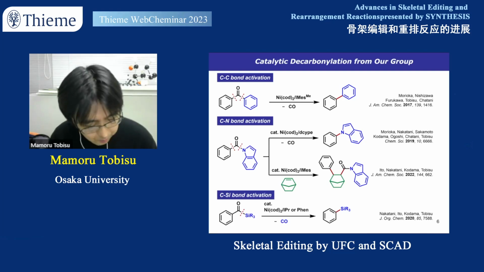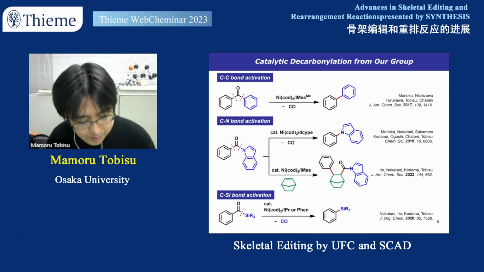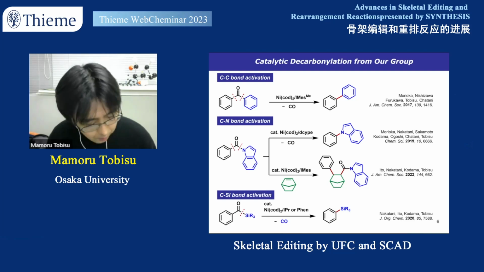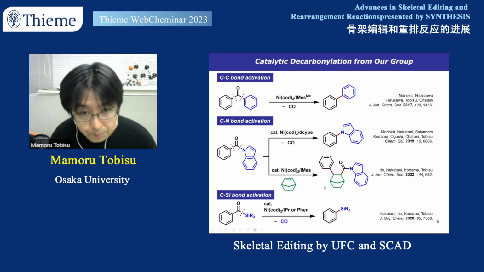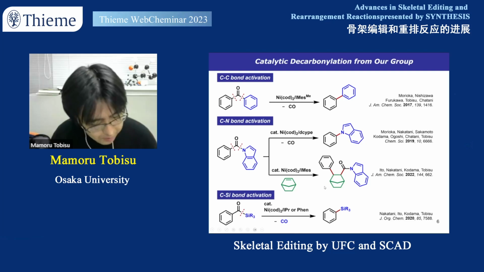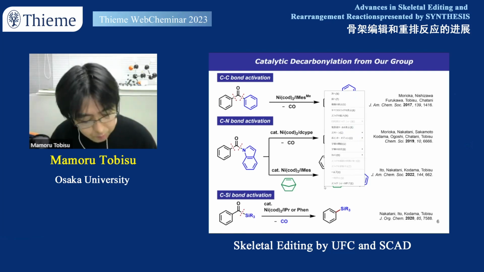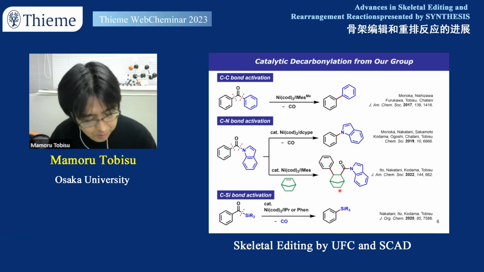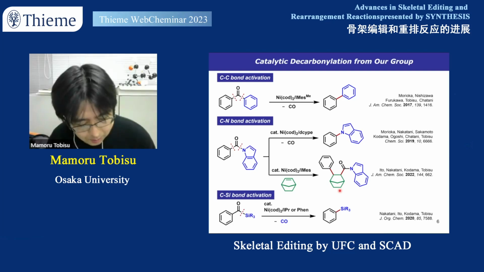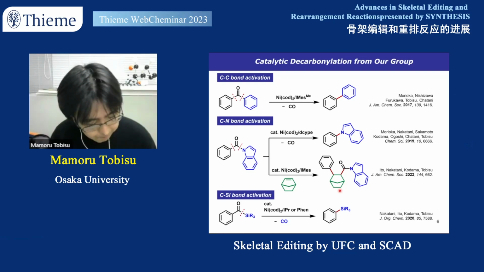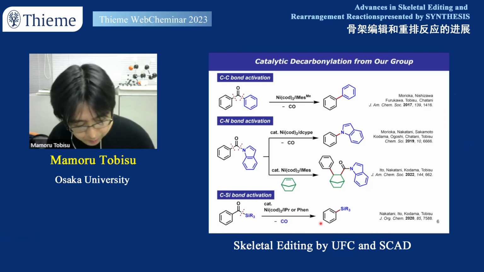Interestingly, when this reaction was conducted in the presence of norbornene, we got this product. Norbornene inserts into the carbon-carbon bond of the amide. This reaction is also an example of skeletal editing, in which the molecular skeleton is extended by cleaving the CC bond, followed by inserting a molecule there. And carbon-silicon bond formation is also possible by nickel-catalyzed decarbonylation of acylsilanes, as you can see here.